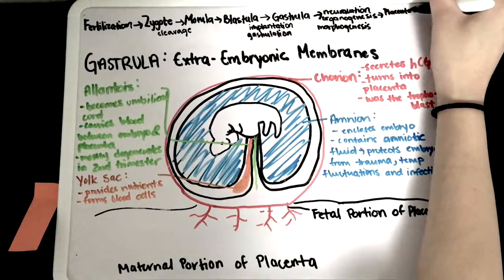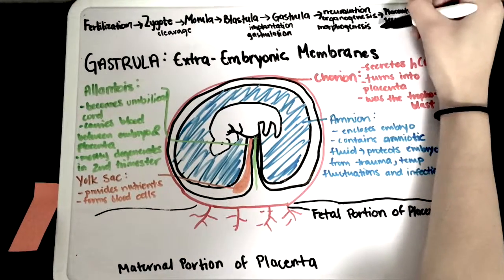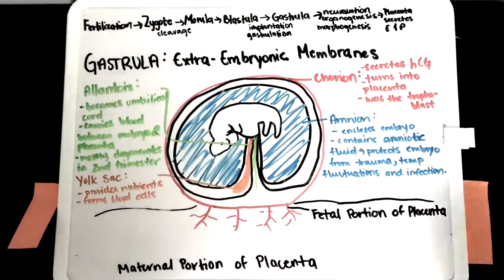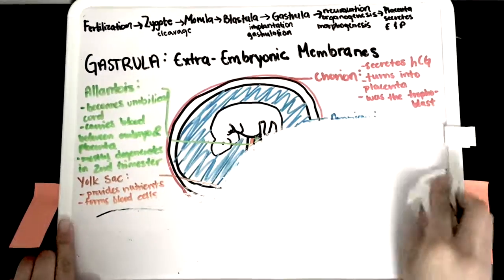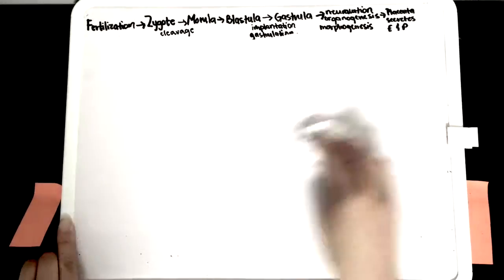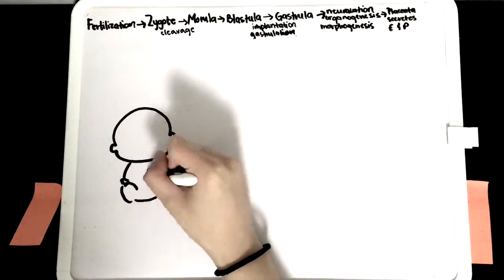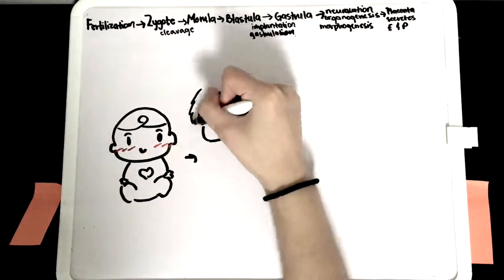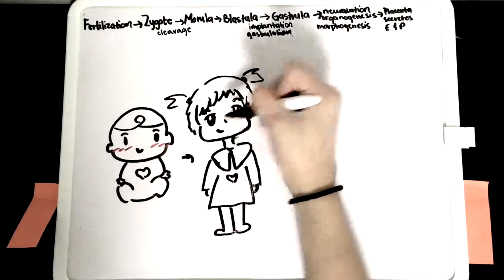The placenta then secretes estrogen and progesterone, which inhibits follicle growth and ovulation. And that is how we turn into cute babies and even cuter adults.